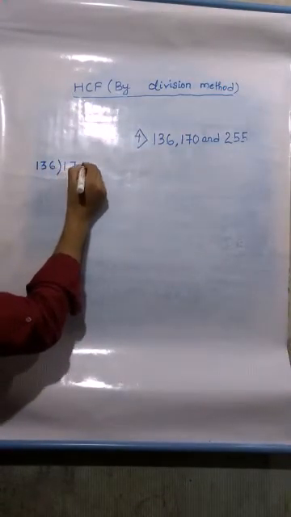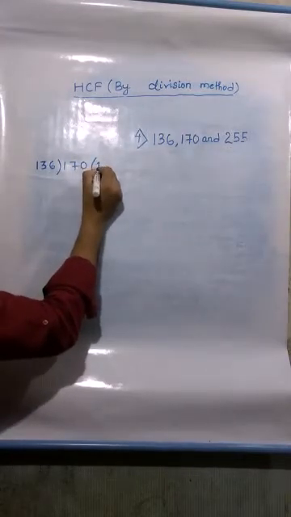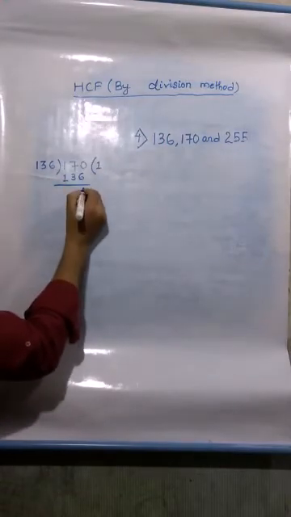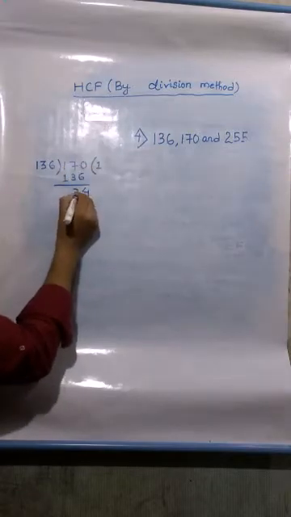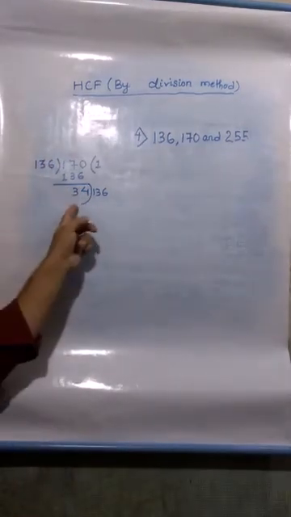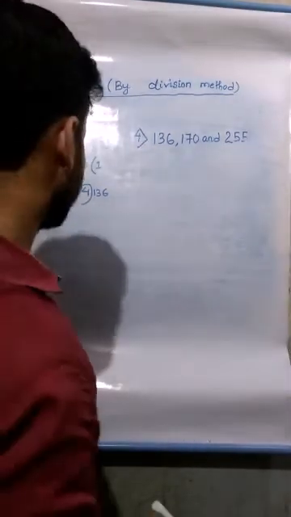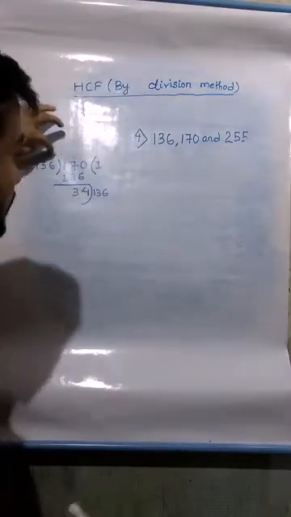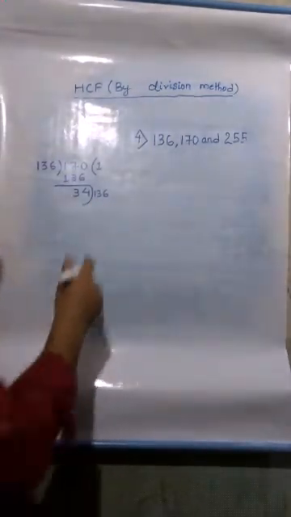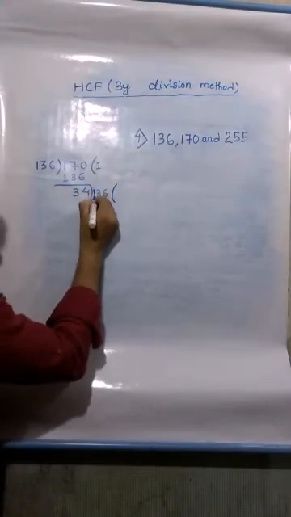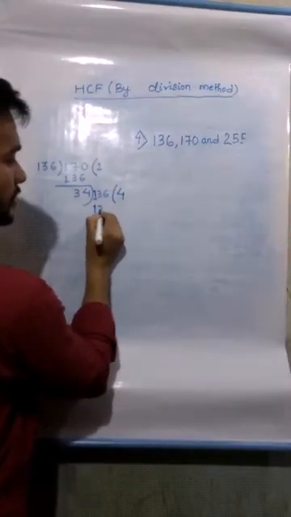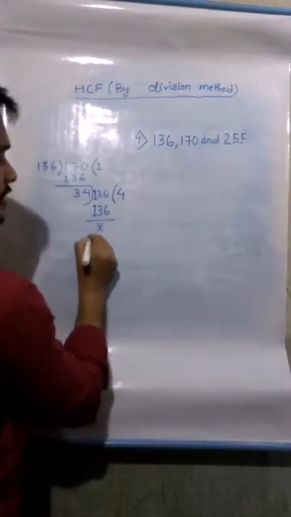So let us first find the HCF of these 2 numbers, 136 and 170. It will go with 1, 136, subtract it, 34. Now see, this divisor will become the dividend, and this remainder will become the divisor. So I have written 136 here. Now it will go with 4, 34 4s are 136. So the remainder is 0.